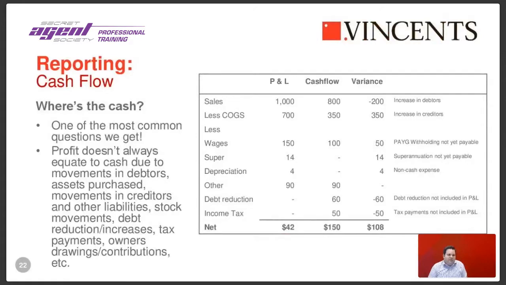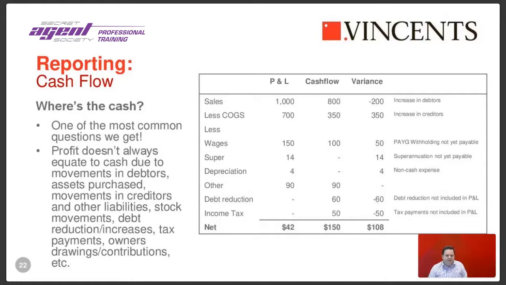Cash flow. This is one of the most common questions we get as accountants, when clients try and equate what they've made from a profit and loss position to what they actually physically have in hand in terms of cash. Profit doesn't always equate to cash, and it's due to movements in debtors, assets purchased, or movements in creditors. So it's really the balance sheet items. If there are movements in those, then it just means that the profit you've made has been applied to assets and liabilities before it's come out to you as an owner.